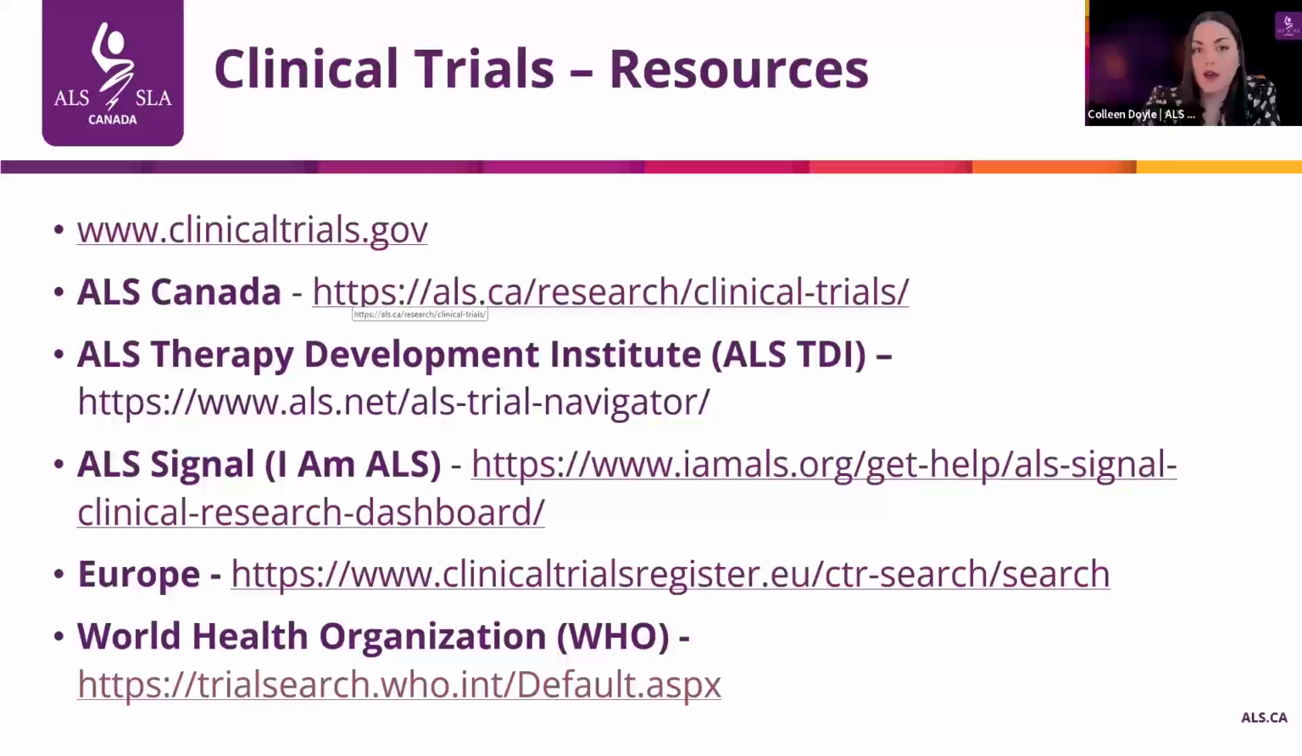So there are a number of different online resources available to get more information about current and past ALS clinical trials, and we've listed a few of them here. On the ALS Canada website, for example, we have a list of all clinical trials that are active within Canada. There you can find more information about the experimental treatment being tested, the study design, and the participating sites.